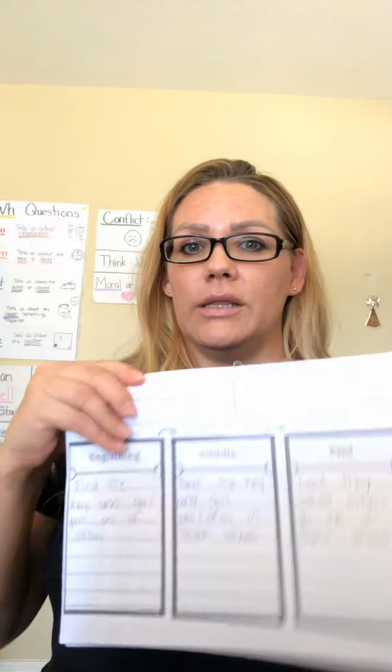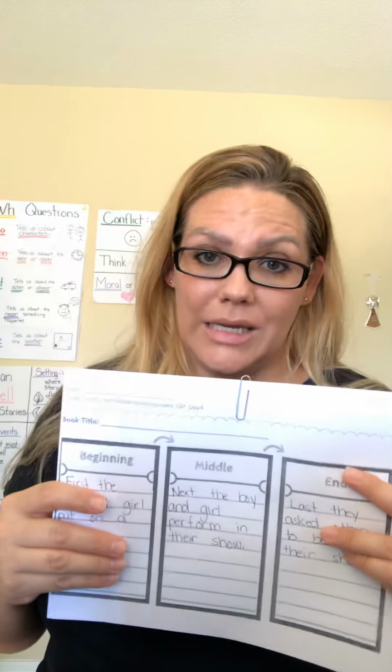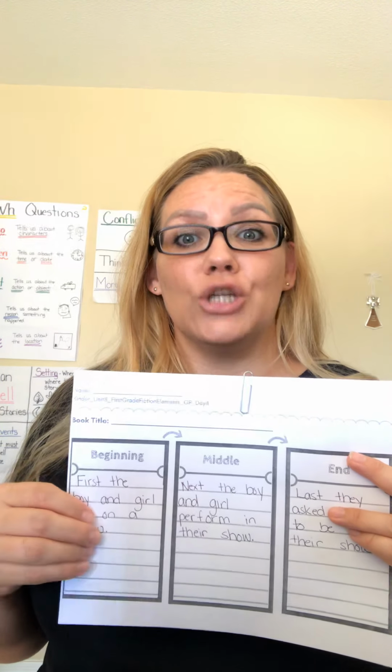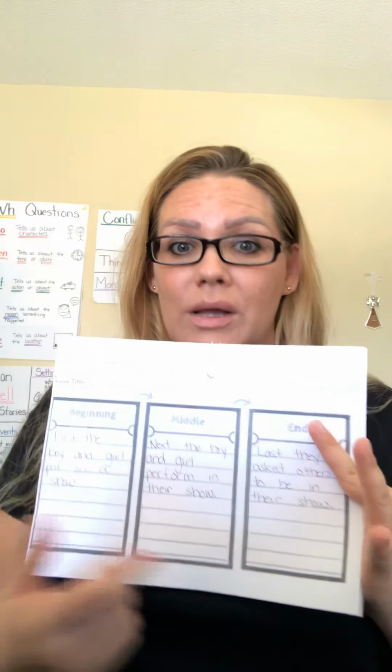Did we include the characters in our retell? Yes, we did. We said that there was a boy and a girl. Did we include our setting? Yeah, we said that they were doing their show. Their show is their setting. Did we include key details and main events? Yeah, we talked about how they were going to put on a show, how they performed in their show, and how they asked their friends to be in the show.